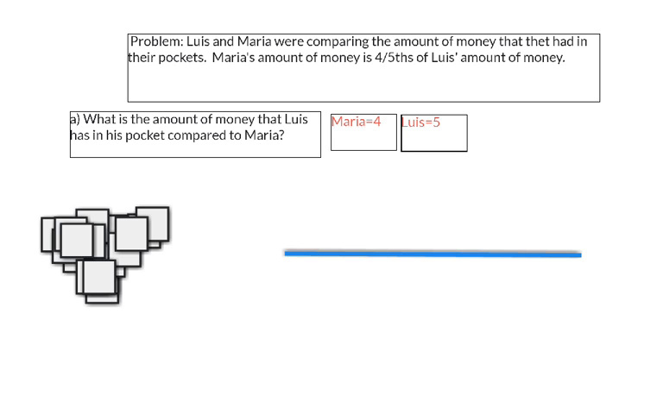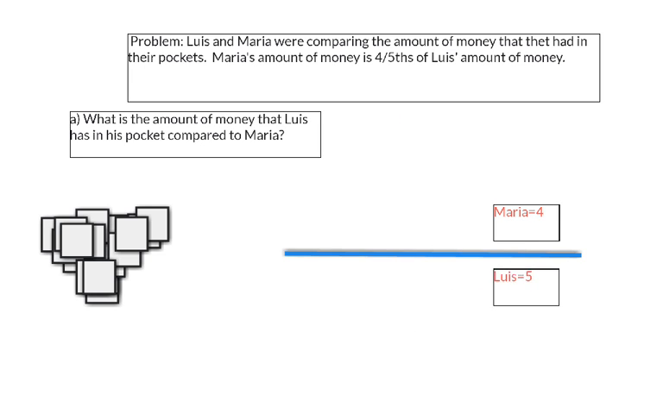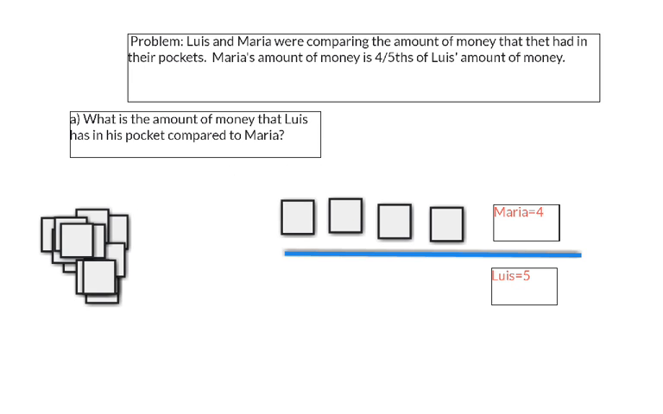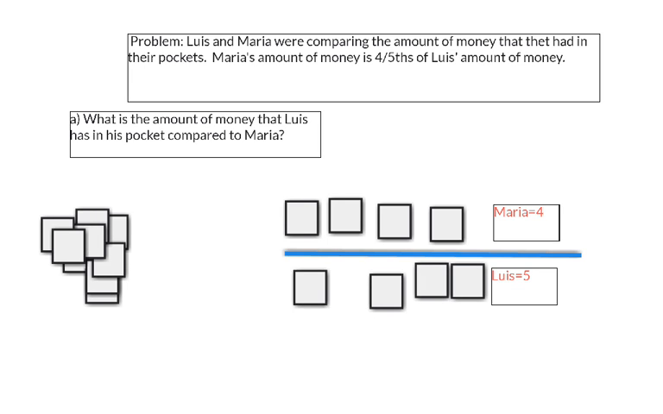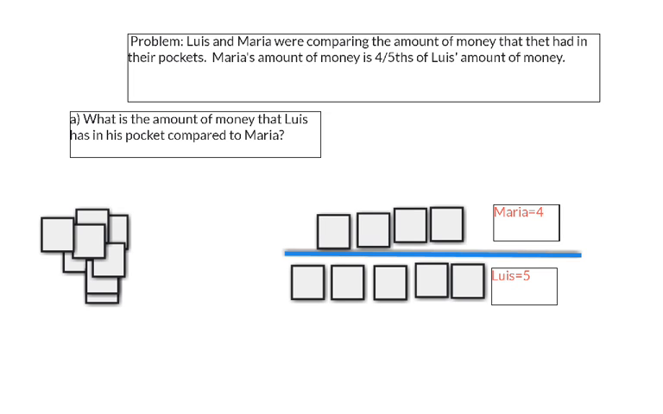So wherever we go from here, let's first just graphically lay out what we're actually saying here, which is that Maria has 4/5 of the amount of money that Luis has. So 1, 2, 3, 4. 1, 2, 3, 4, 5. So just as a quick little graphic representation, for every 4 units that Maria has, Luis has 5.